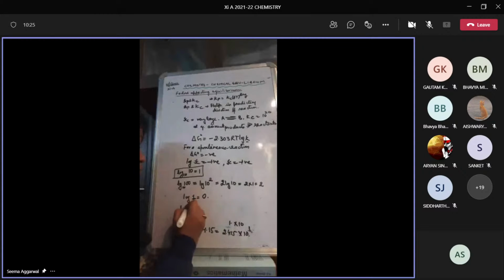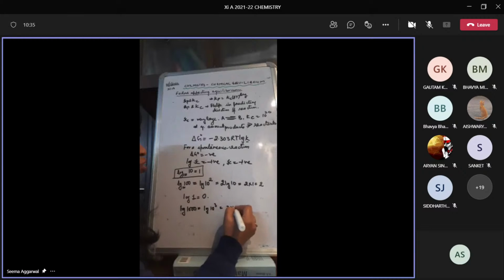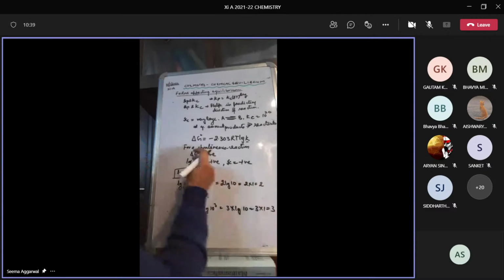If we have to calculate log 1000, more things I will be telling you when we are seeing the log table. Log 1000 means log 10 to the power 3. So it will be 3 into log 10, that is 3 into 1, which is equal to 3. So these simple values you can remember.